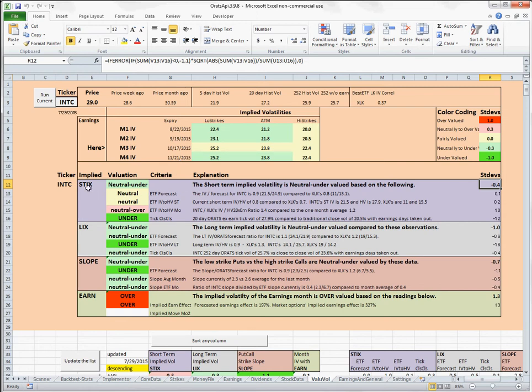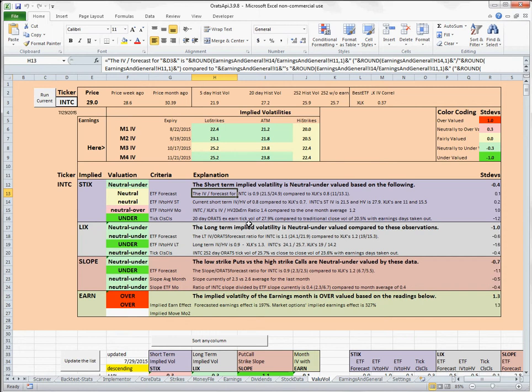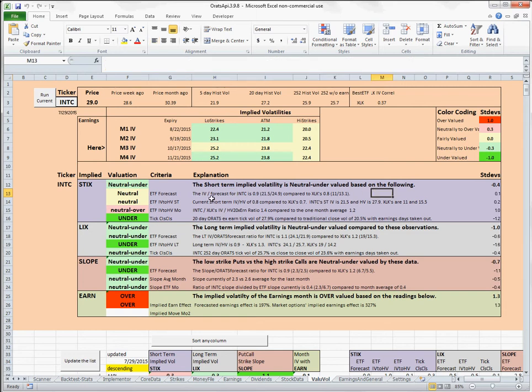So let's look underneath the short-term implied volatility sticks. Let's look at the first of the four factors that we look at to value the short-term implied volatility. ORATS does a forecast of the individual stock and ETF. We call it the ETF forecast relationship. So basically what we'll do is we'll look at Intel, the implied volatility divided by our forecast for Intel is 0.9.